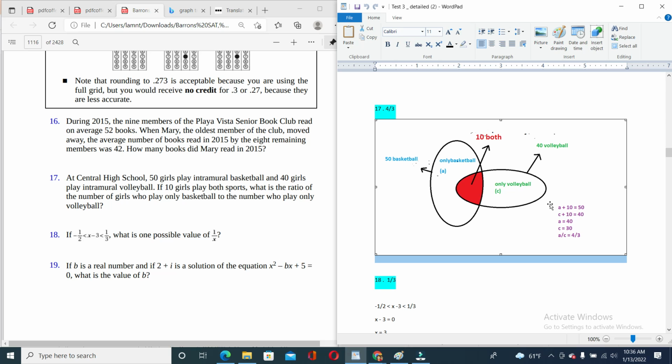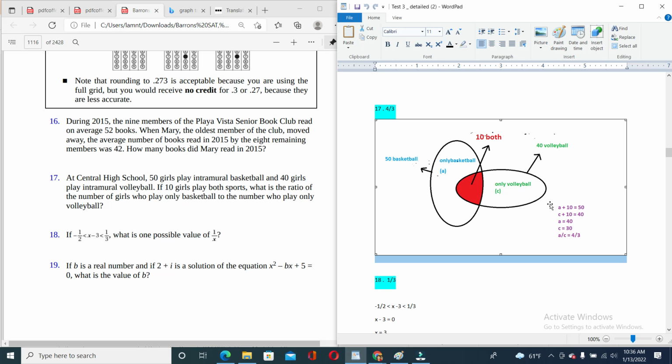Similarly, C plus 10 equals 40, because 10 girls play both sports and C girls play only volleyball. Solving the two equations, A equals 40 and C equals 30. So A over C, the number of girls who play only basketball to the number who play only volleyball, is 4 over 3. So the answer is 4 over 3.